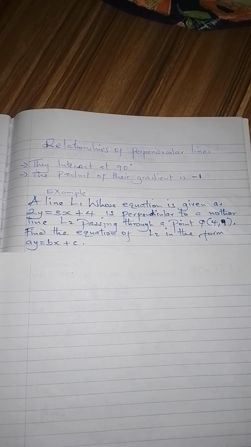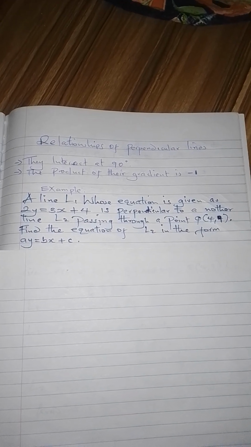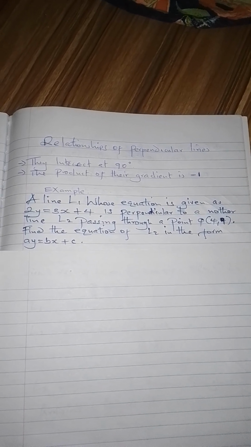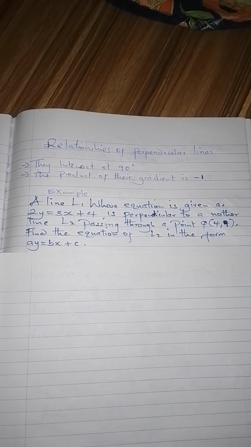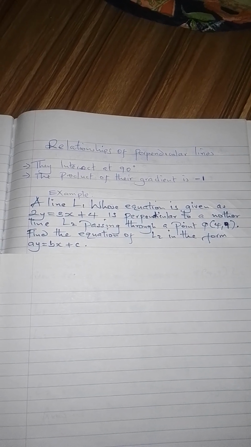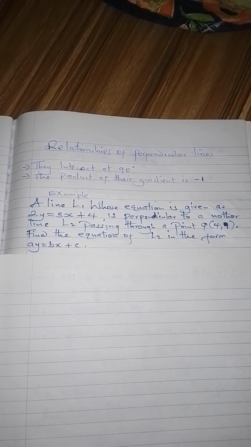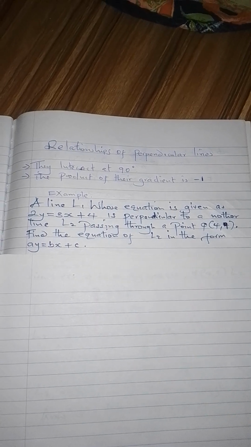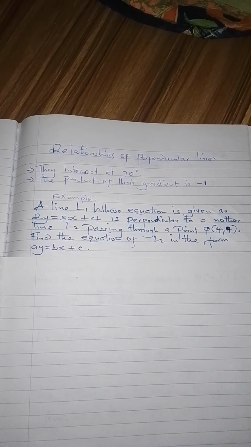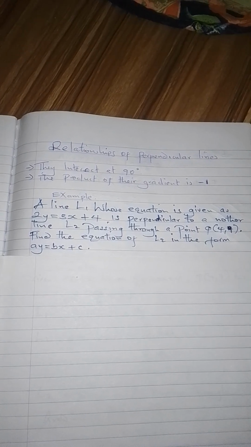We have been given a line L1 whose equation is 2y is equal to 3x plus 4, which is perpendicular to another line L2 passing through a point Q (4, 9). Find the equation of L2 in the form ay is equal to bx plus c.